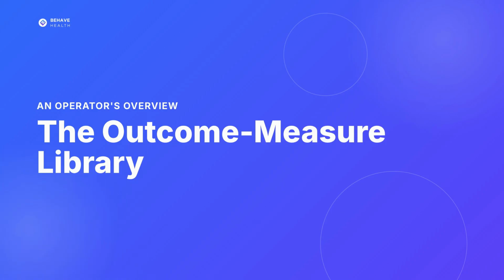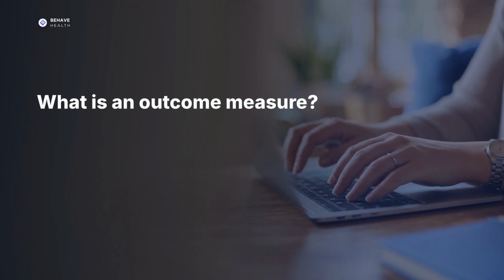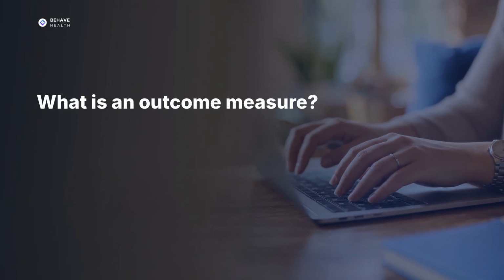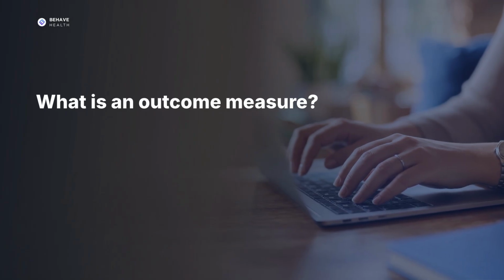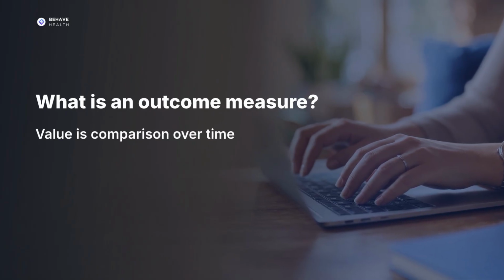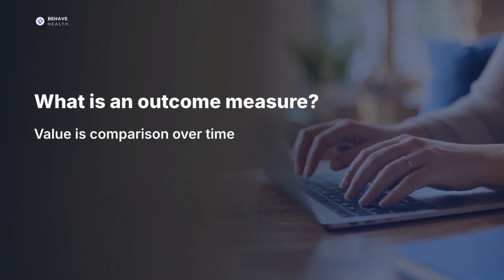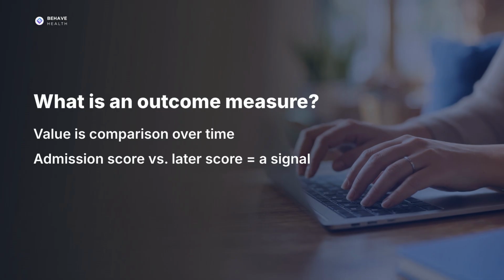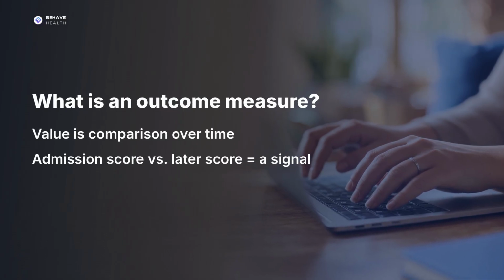We cover what an outcome measure is, the common types, where the data should live, and how to make tracking sustainable for your team. An outcome measure is a standardized way to capture change, symptom severity, functioning, risk, satisfaction, or recovery progress. The value is not just that it produces a number, it is that the number can be compared over time. One score at admission tells you where a patient started. A later score tells you whether the current plan is working.